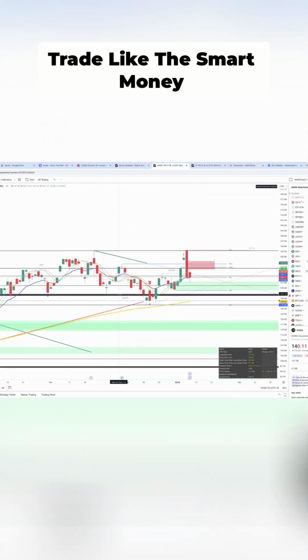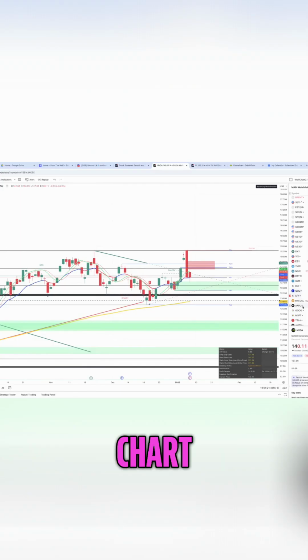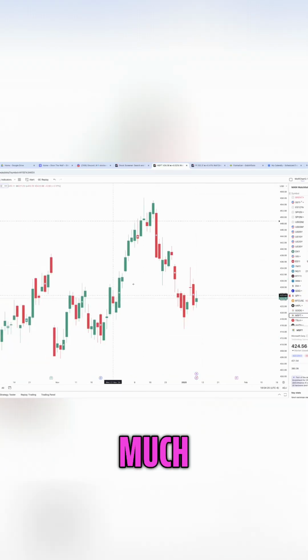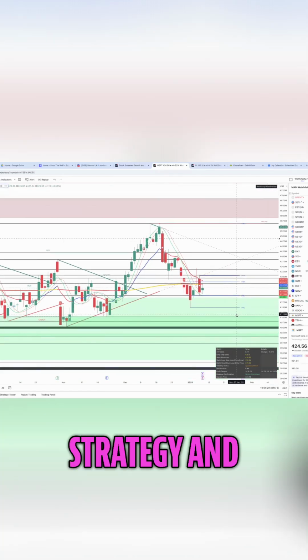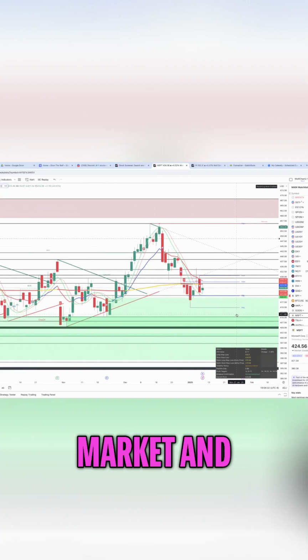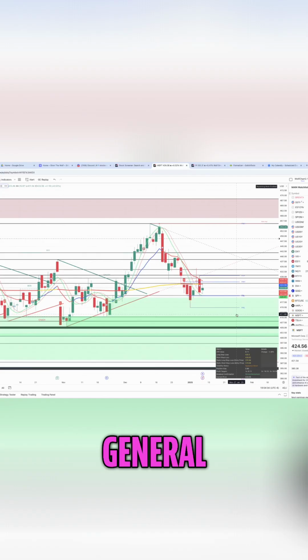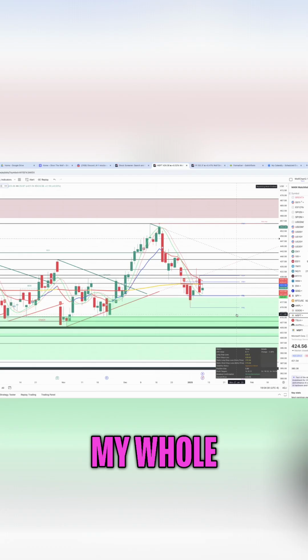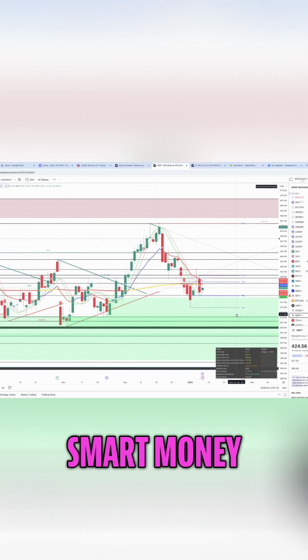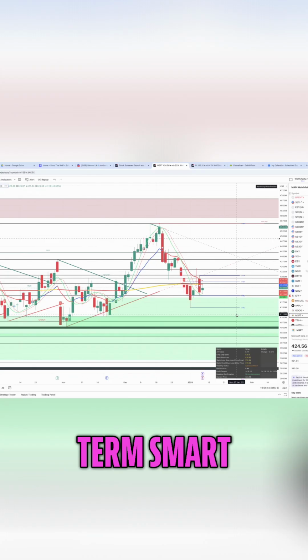All right, so on the wolf chart, I put this chart together based around my trading strategy and how I approach the market and how I approach trading in general. And the way I trade, my whole goal is to trade with smart money. Have you heard the term smart money before?